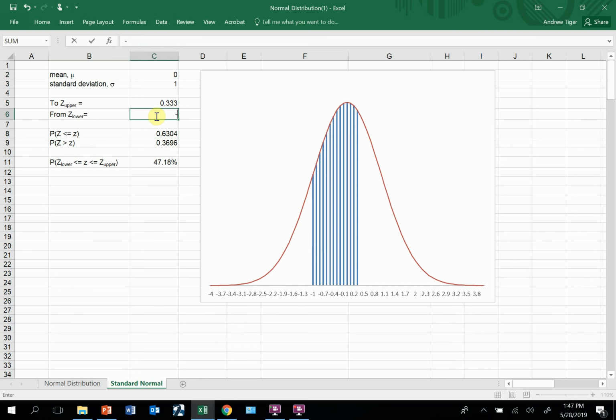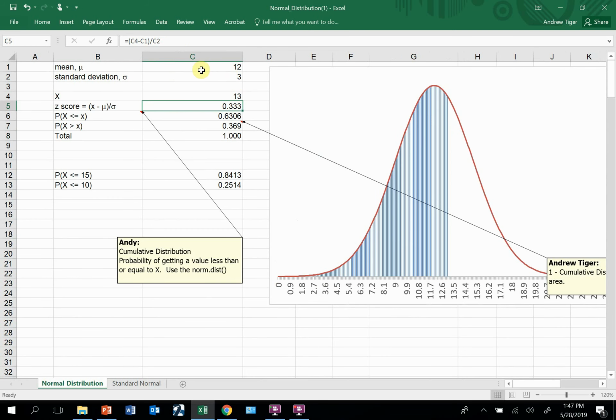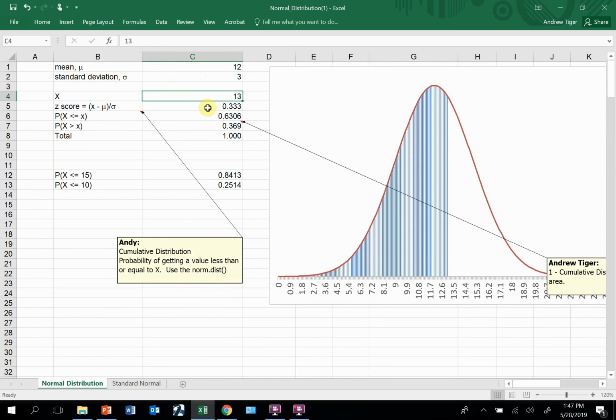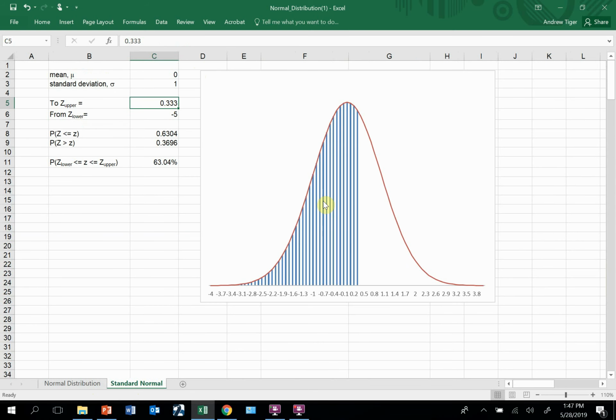And let's put this way out there. So that's what this number is, 0.63, that right there, this area. And that's identical to this problem where you have a distribution centered at 12 with a standard deviation of 3. It's an identical problem if you're trying to solve for the area to the left of 13. It's identical to a standard normal centered at 0 with a standard deviation of 1, finding the area to the left of 0.333. That's why we calculate that z-score, and these are identical problems.